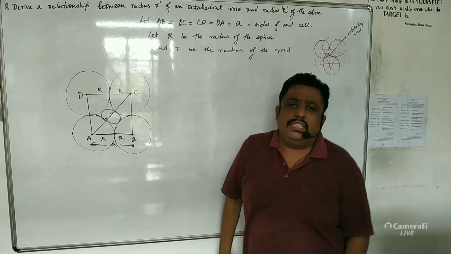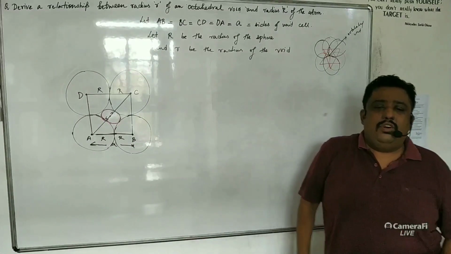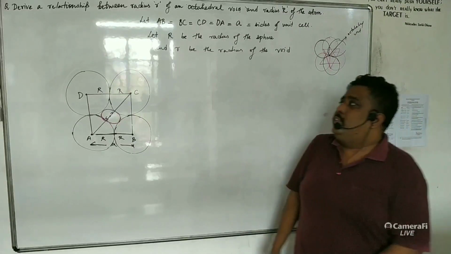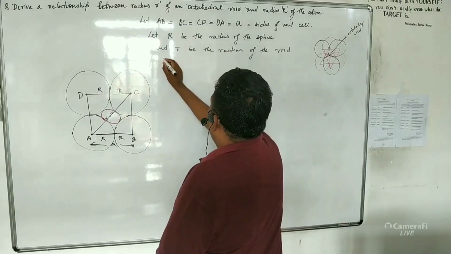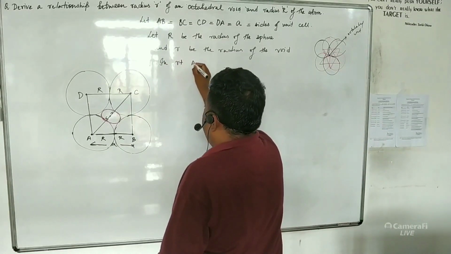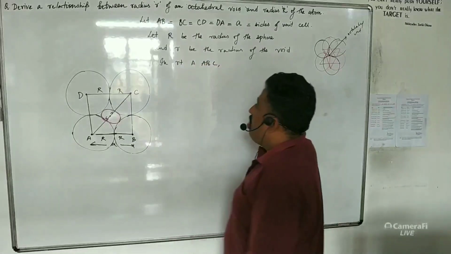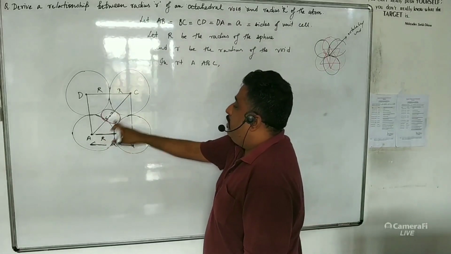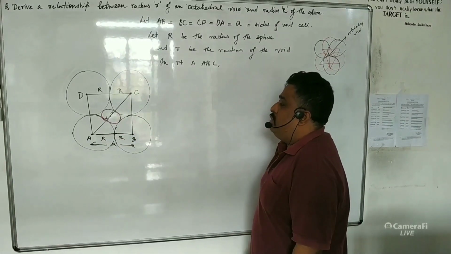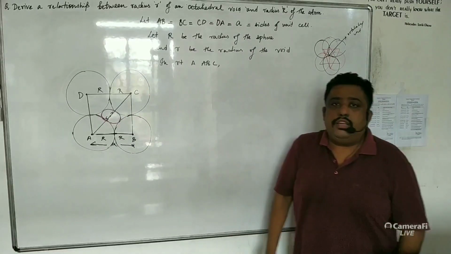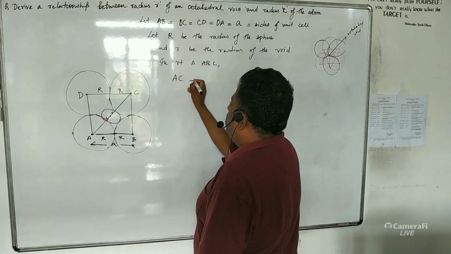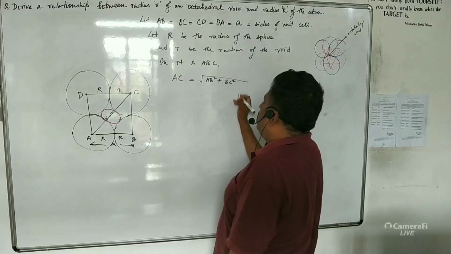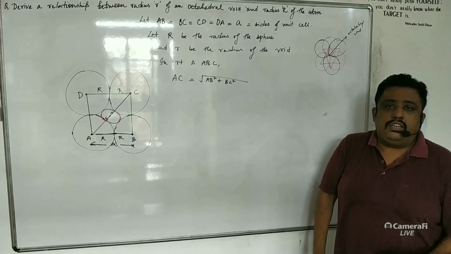Now I'll use a bit of mathematics here. In physics and chemistry, we always make use of mathematics to derive some relationship between something and something, right? So let us do that. In right triangle ABC, I'm going to use the Pythagoras theorem here. Let us assume that AC is the hypotenuse, right? We can say AC is equal to root under AB square plus BC square. This is coming from the Pythagoras theorem. You might have already studied it in class 10.